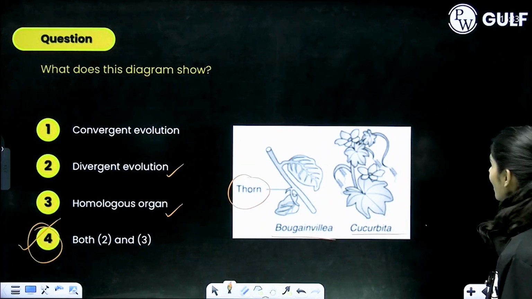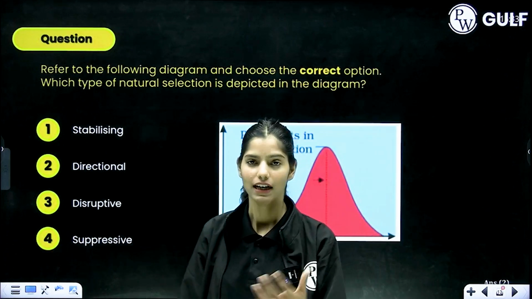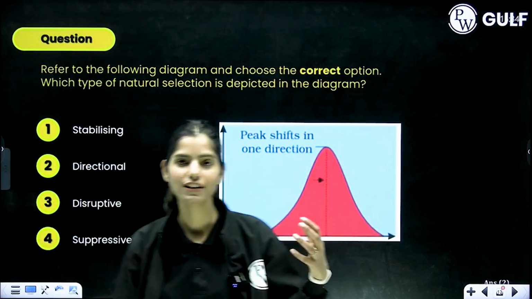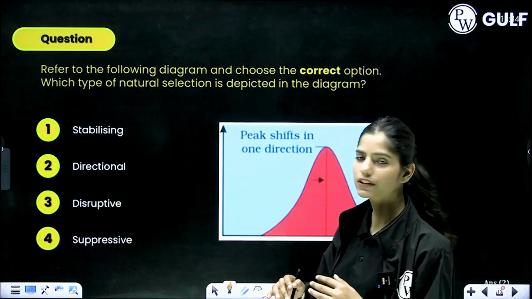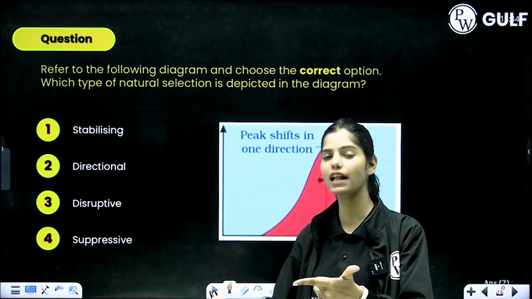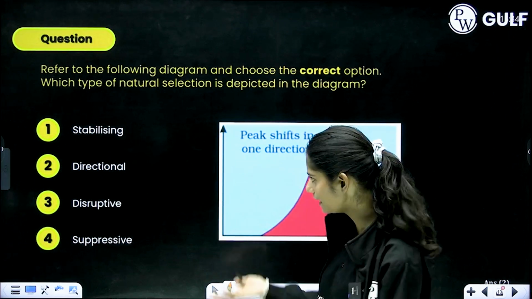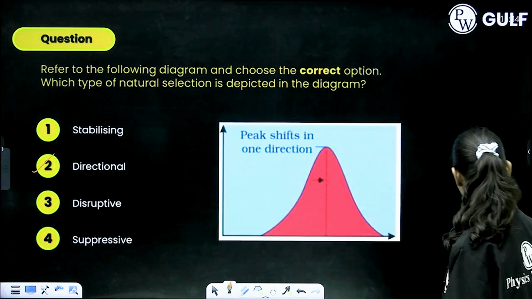Let's see the next question. So here we have a peak shift in one direction. What kind of natural selection is it showing? We all know there are different types of natural selection. If the peak is shifting in one direction, that is called directional natural selection, right? So the correct answer is the second option. Very easy, right? All right, let's see the next question.